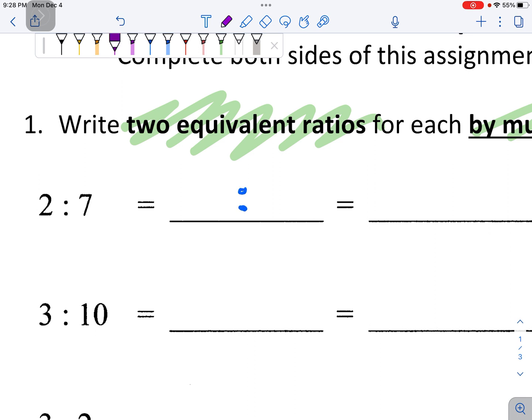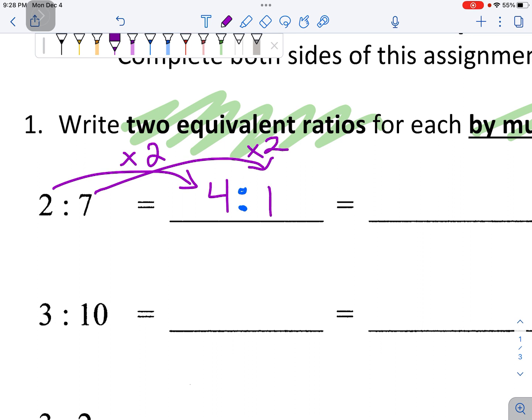And I can pick any number that I want to. I'm going to multiply by 2. 2 times 2 I know is 4, and 7 times 2 is 14. I like multiplying by 2. I think it's pretty easy. But you could multiply by any number you want to, right?